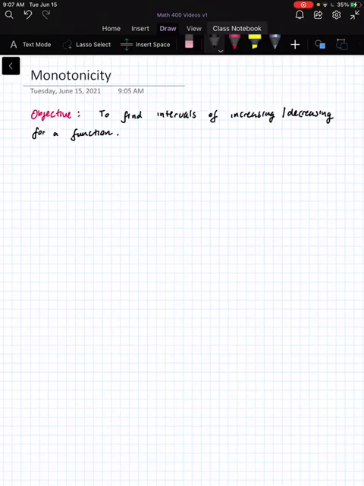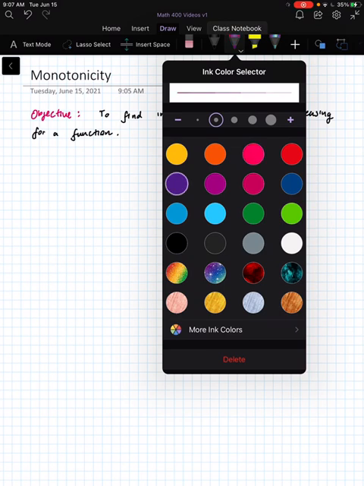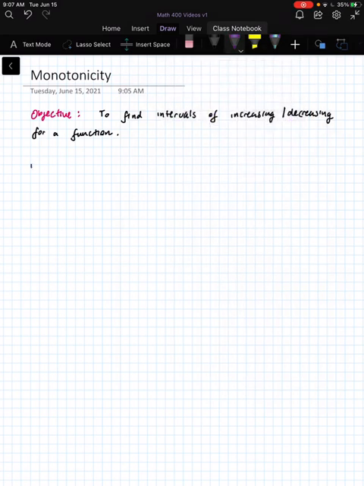In this video, our objective is to find intervals of increasing or decreasing for a function. When we say increasing or decreasing, these are actually properties for a function that apply to a function either entirely or over an interval of its domain. So let's precisely define these two flavors of monotonicity.